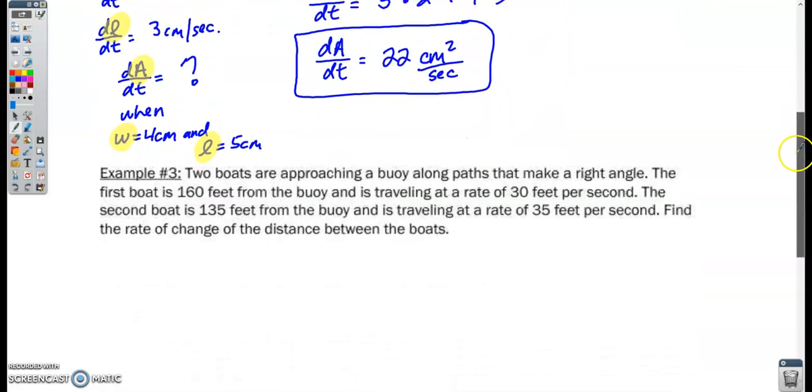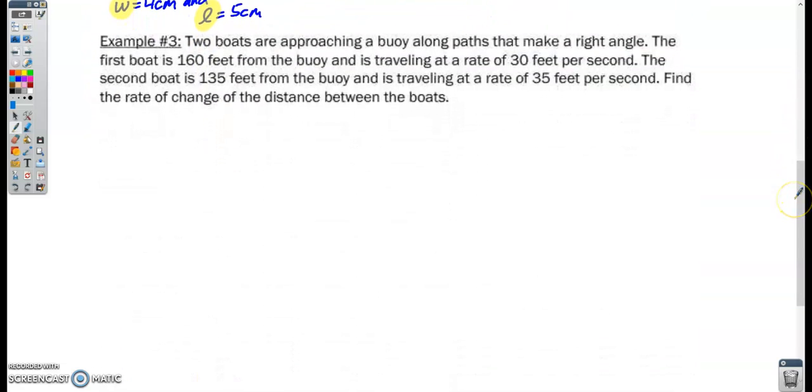On to example 3. 2 boats are approaching a buoy along paths that make a right angle. The first boat is 160 feet from the buoy and is traveling at a rate of 30 feet per second. The second boat is 135 feet from the buoy and is traveling at a rate of 35 feet per second. Find the rate of change of the distance between the boats.